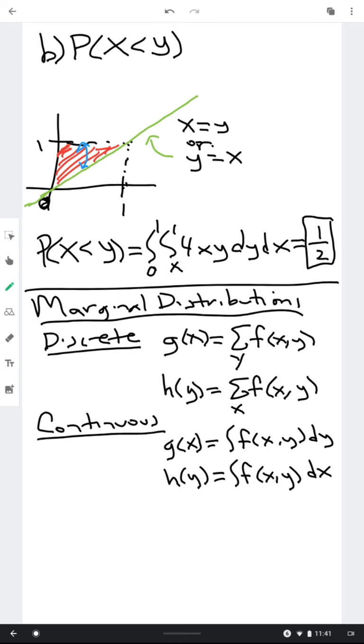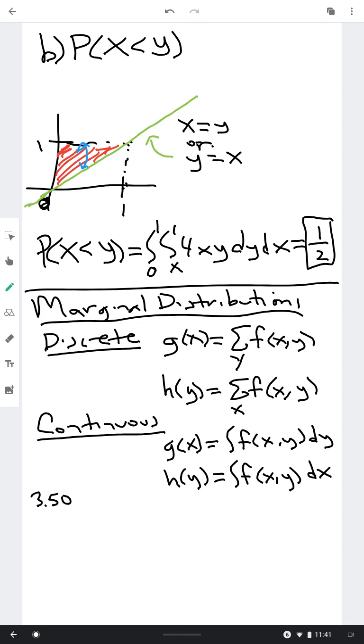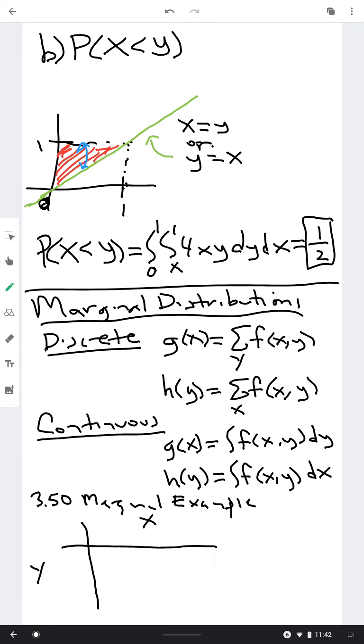Let's look at an example, which is example 3.50. I'll just call it the marginal example. That's some really bad handwriting there. And we have a table. Let me draw a table here. We have x above, we have y there. It's function f. X goes from 2 to 4, y goes from 1, 3, and 5.